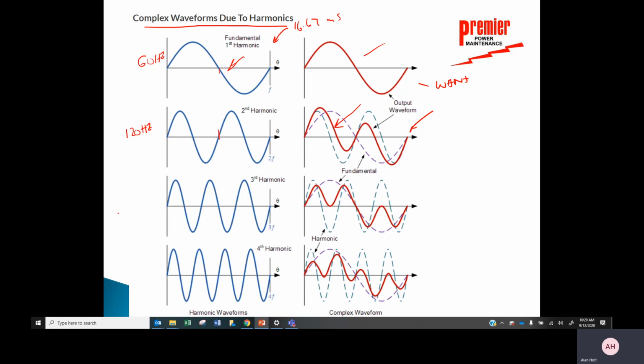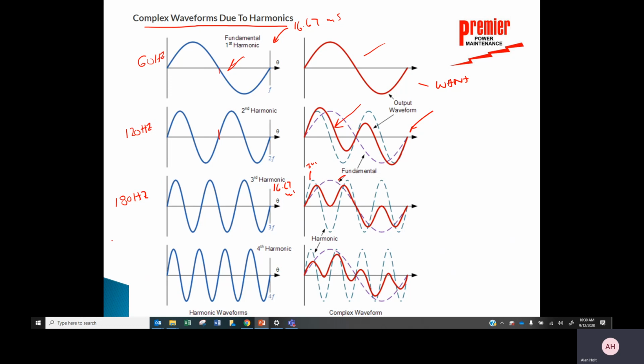Well, let's look at the third harmonic. So in my world, third harmonic is 3 times 60, which would be 180 hertz. So at 180 hertz, I have 3 waveforms through that same 16.67 milliseconds of time frame. So again, there's purple, my fundamental frequency. There's my harmonic. There's my third. Now the output waveform looks like a camel, double hump camel on both sides. Certainly not like anything that I would want to see in my world.